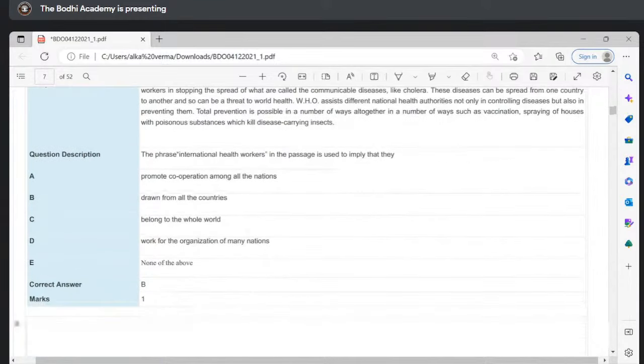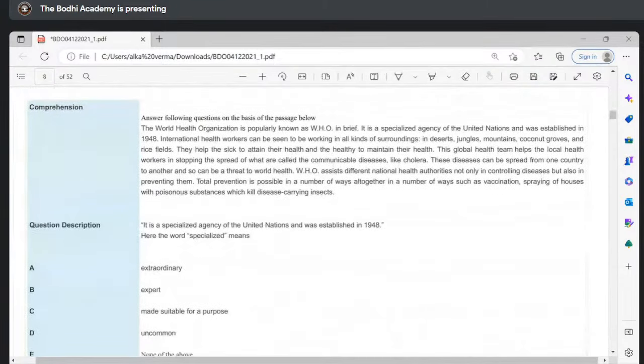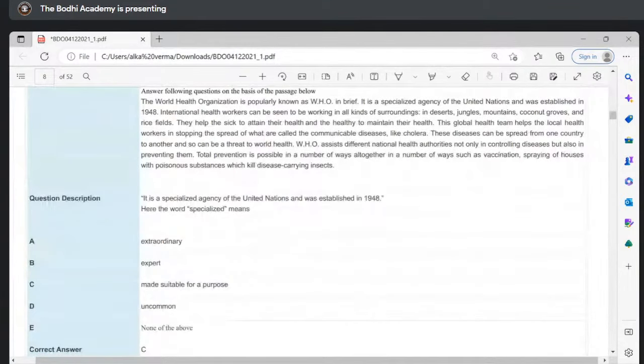All right. Let's have a look at the 8th one. Passage remains the same. It is a specialized agency of the United Nations and was established in 1948. Here the word specialized means... Actually, the answer would be expert. But here, WHO is a specialized unit under the UN for health. So under the UN, WHO is a special unit for health.